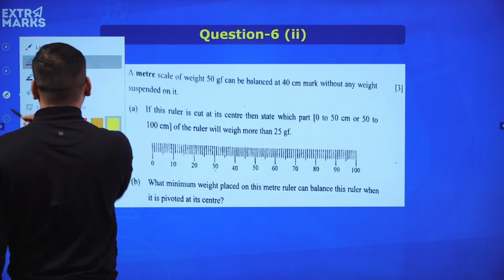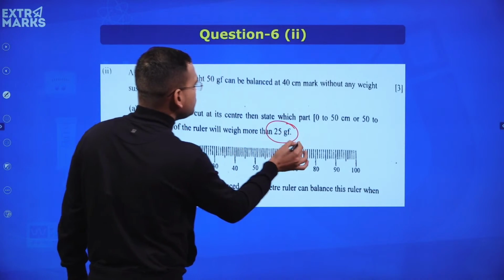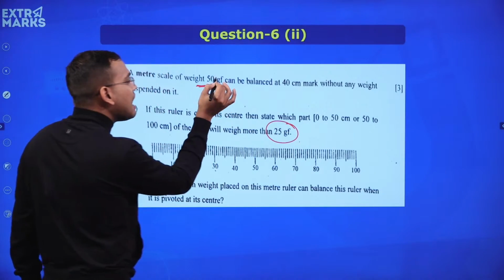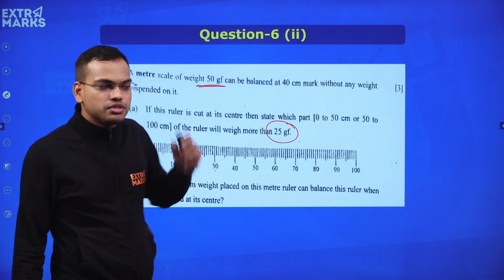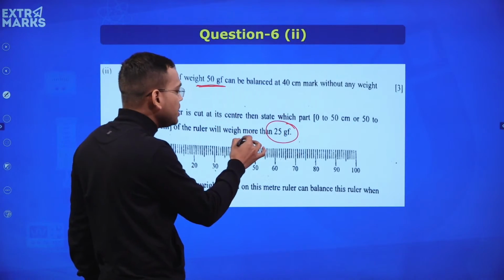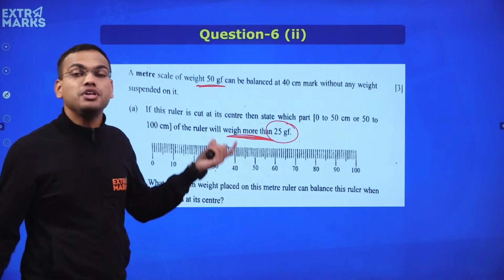Understand, what is this 25? This 25 is nothing but half of the weight of the meter scale. 25 gram force is half of 50 gram force, exactly half. When they are asking more than 25, it means more than half.